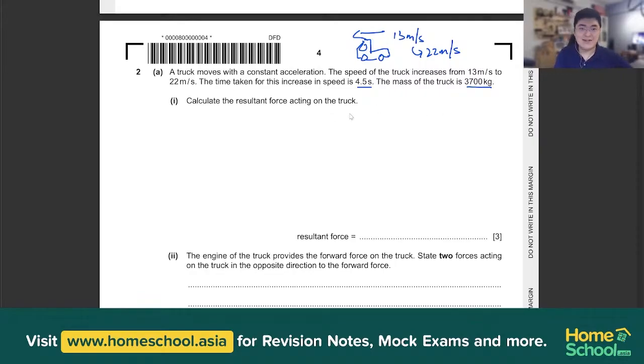That seems like a lot of information you need to process. All right. So let's break this whole question down. So first things first, do take note that we have constant acceleration, which means force is constant, because constant acceleration is constant. So from this whole question, we can see that the question gives you a few key points. Number one, the speed of the truck increases from 13 to 22 meters per second. And the time taken for this speed is 4.5 seconds. So first things first, let's find the acceleration of the truck.